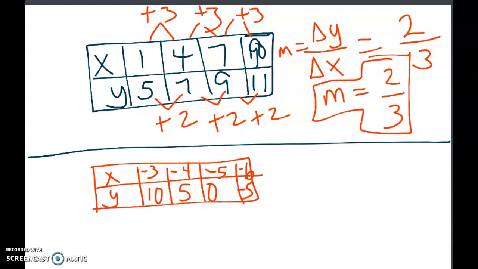Take a second and see if you can pause the video and try the next one on your own. Remember, the slope is the same as the change in y over the change in x.